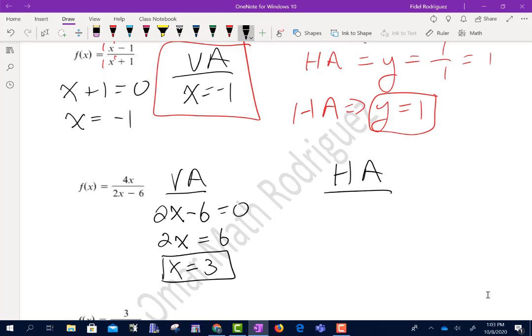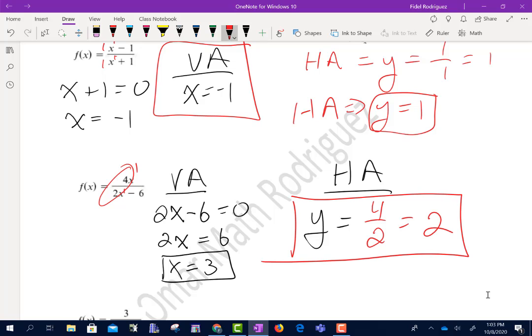Now let's find our horizontal asymptote. The degree of the top is 1. The degree of the bottom is also 1. We're going to take the fraction of the leading coefficients. 4 over 2 is the same thing as 2. So we found again our vertical asymptote and our horizontal asymptote.